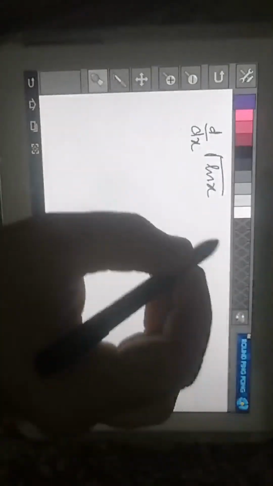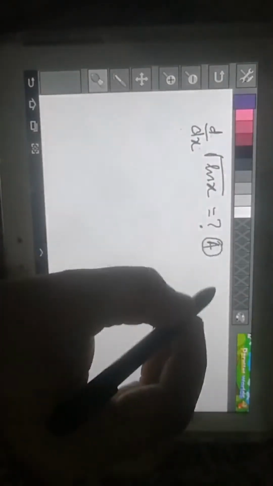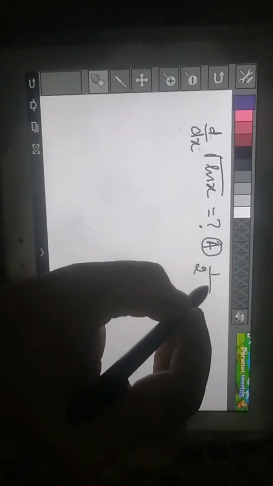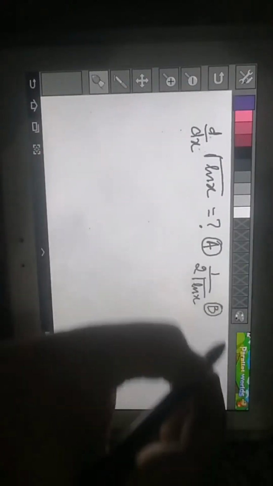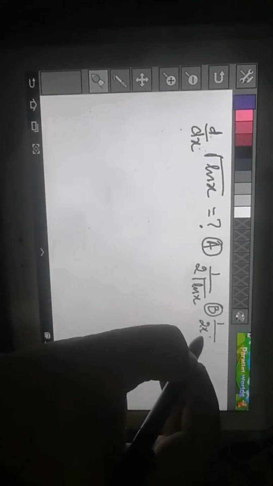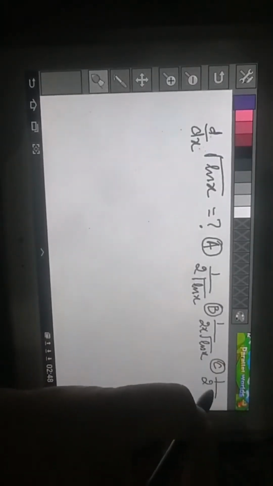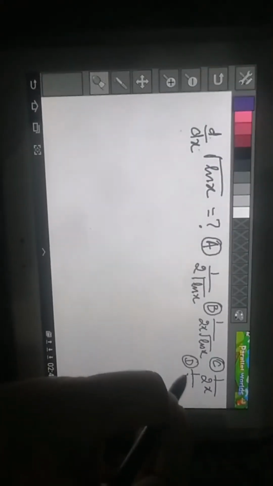So what is this equal to? We have options on it. So what is the correct option? If you are a genius, find the correct option before me, or I'll do it for you. Option C is 2x square root natural log of x, option B is 1 by 2x square root natural log of x, and the D option I can write over here is 1 by x.